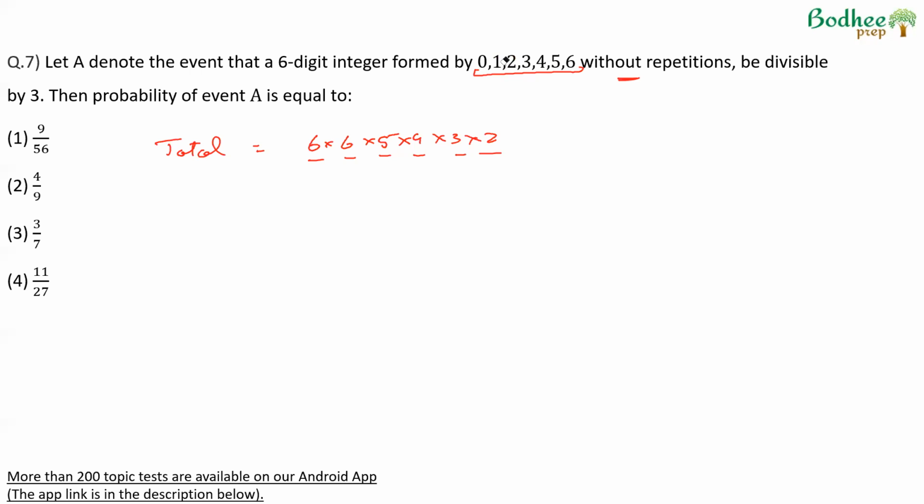Now we have to see favorable cases, that is divisible by 3. The sum of these digits is 2, 3, 6, 10, 21. This is divisible by 3. So we will remove a digit that is divisible by 3 so that the sum remains divisible by 3. So the digits that I can choose is, we remove 6 first: 0, 1, 2, 3, 4, 5, 6 digits, sum is divisible by 3. We remove 3 next: 0, 1, 2, 4, 5, 6. Sum is 18, divisible by 3. Then we remove 0: 1, 2, 3, 4, 5, 6.